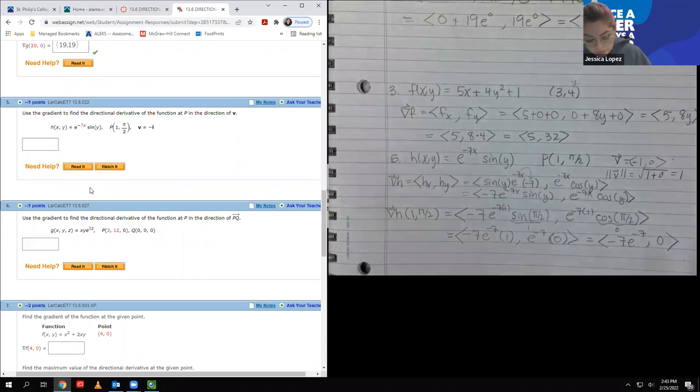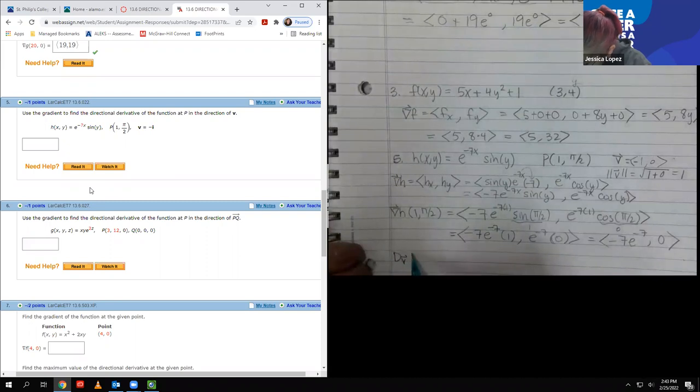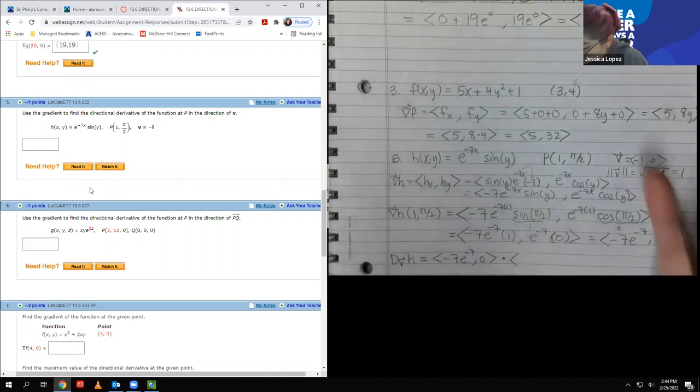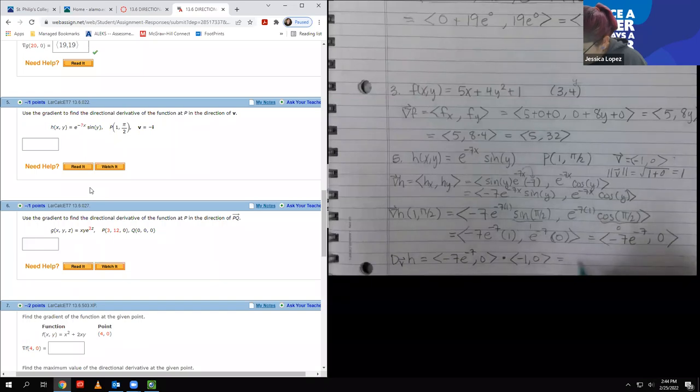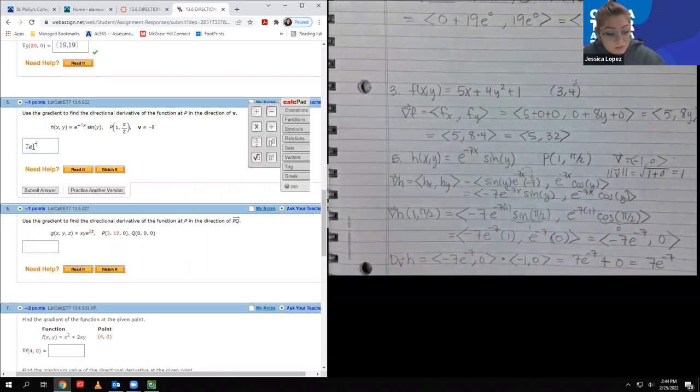Now what we're going to do is find the directional derivative of h. And to do that, we're going to take this vector that we just found, and we're going to dot product our v vector because it is a unit vector. And so a negative and a negative, we get positive 7 e to the negative 7. And then plus 0 times 0 is just 0. So we get 7 e to the negative 7. And let's try that in there. 7 e to the negative 7.